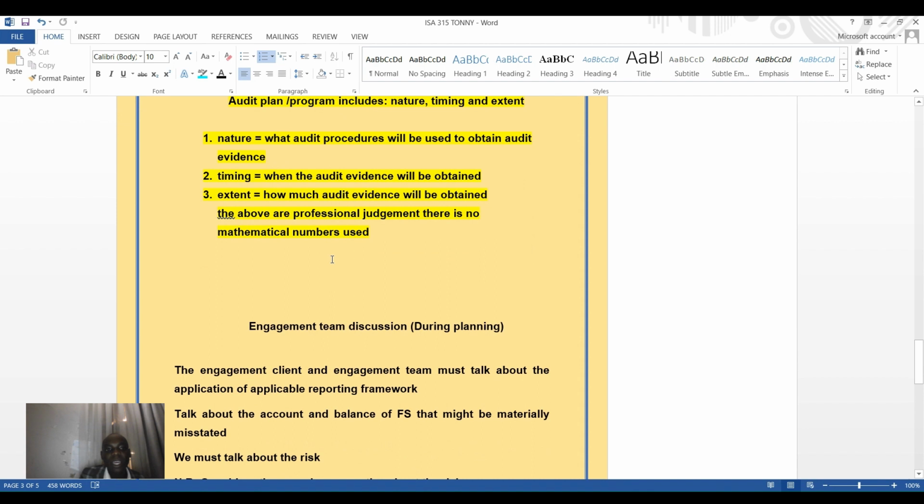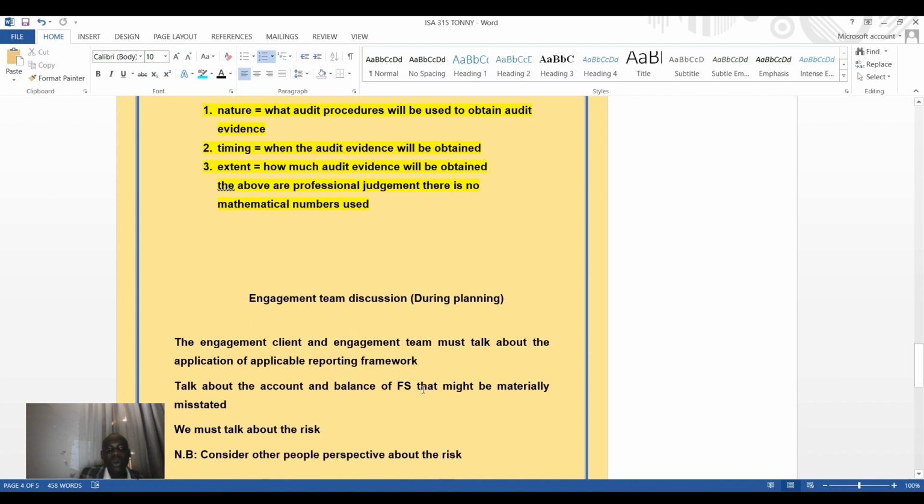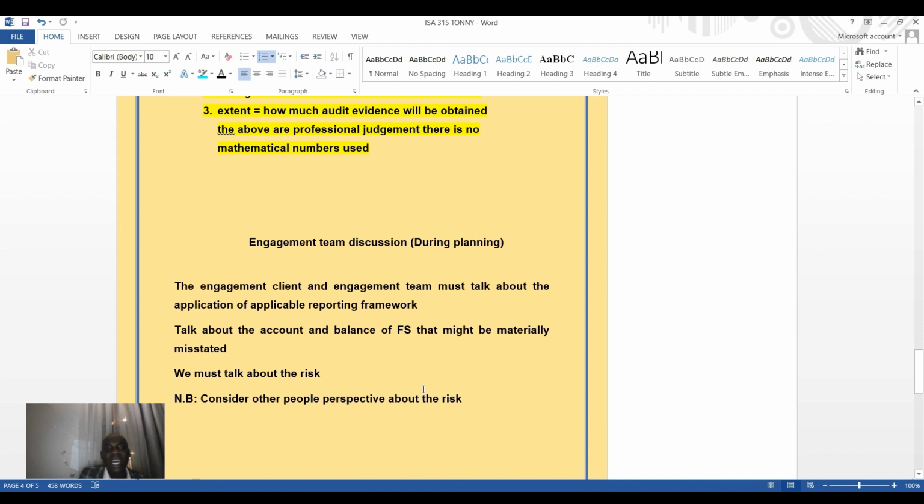During planning, we have what we call the engagement team discussion. During the engagement team discussion, here is the engagement leader and engagement team. We talk about application of the applicable reporting frameworks. We know we have different reporting frameworks. It depends on which reporting framework the organization is using. Maybe they are using IFRS. We talk about the accounts and balances of the financial statements that may be materially misstated. We talk about the risk. Note that we should consider other people's perspectives about the risk.